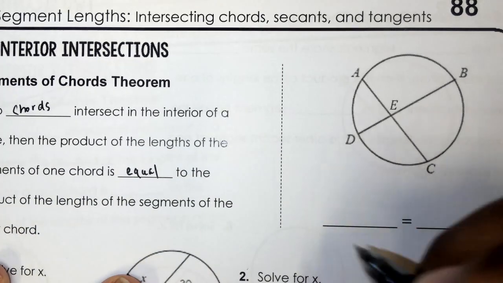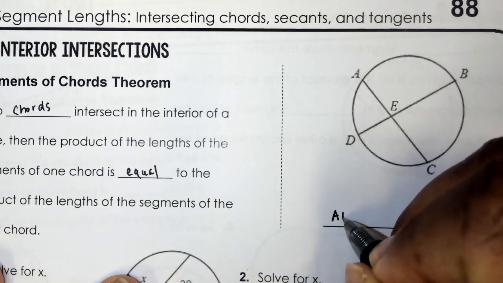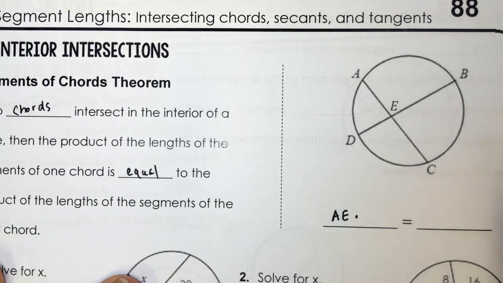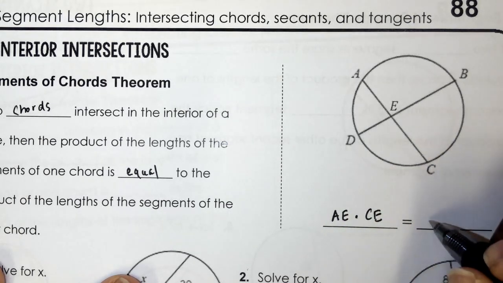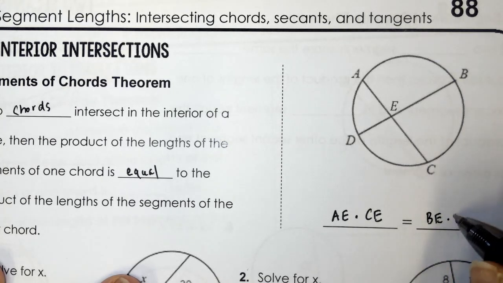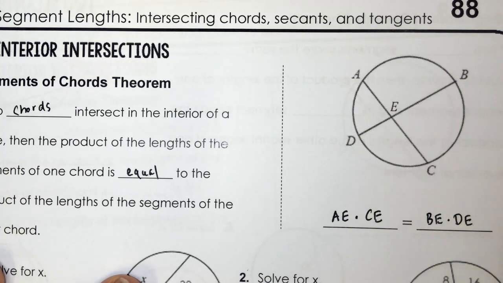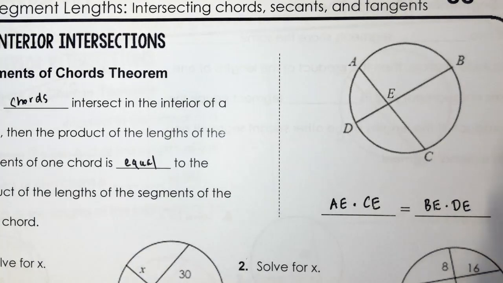So to write it out, A to E times C to E is equal to B to E times D to E. And based on what you're missing, you will write that out and solve. That's pretty much the formula. Give you a chance to write that real quick, and then we're going to go straight to solving.